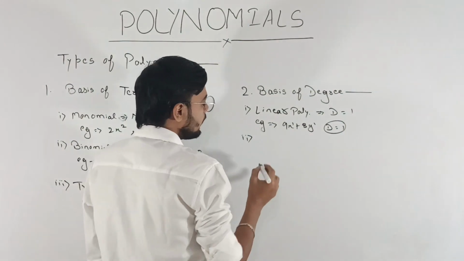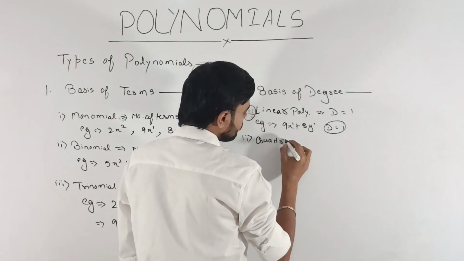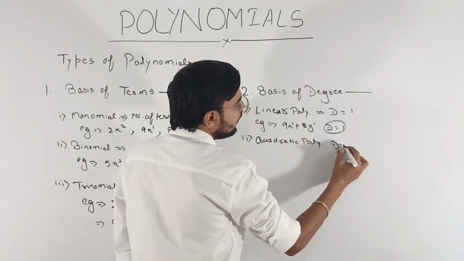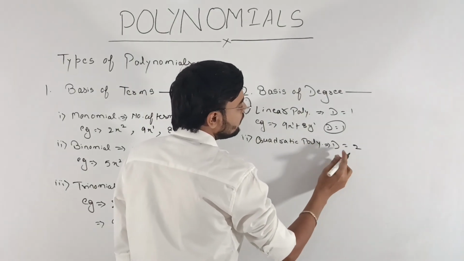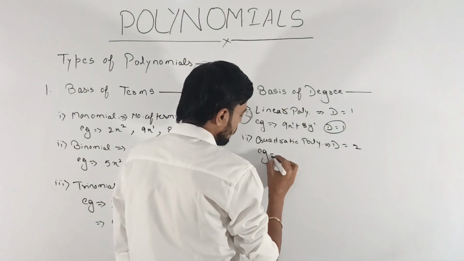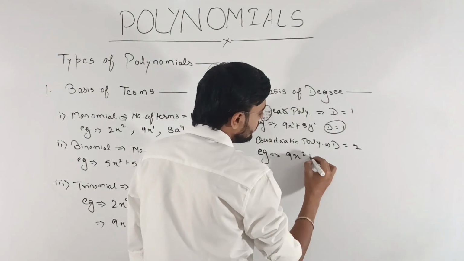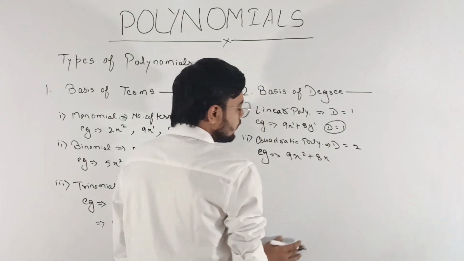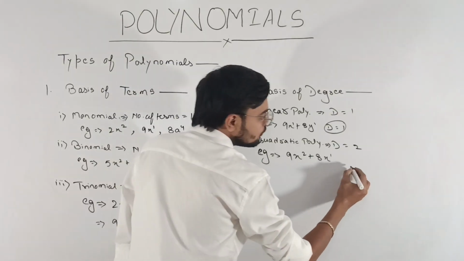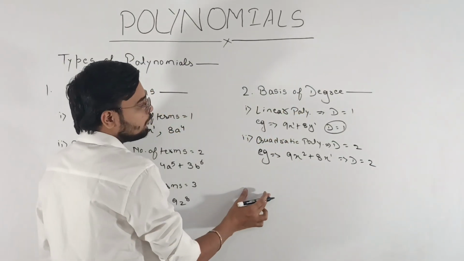Second one is quadratic polynomial. When degree is equal to 2, then the polynomial is called quadratic. Look at the example. If a polynomial is like 9x square plus 8x. Now degree is the highest power. Here x has power 1 and here x has power 2. So degree is 2. Therefore this polynomial is called a quadratic polynomial.